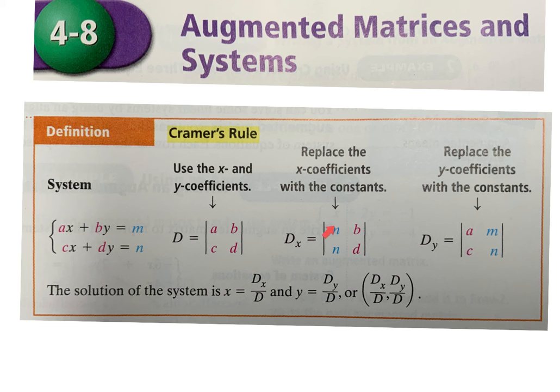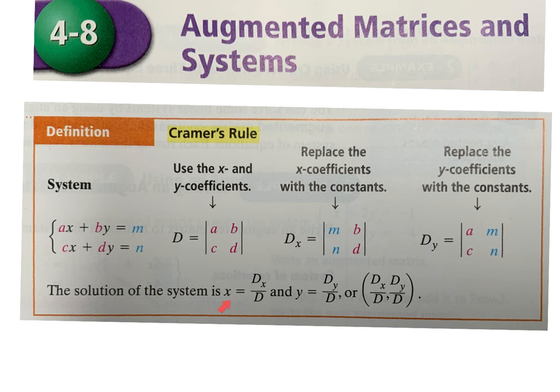And then I replace the first column, my x column here, with my answers, m and n. Then I find that 2 by 2 determinant. Very easy. Then I go back to this guy and I replace my y column with my answers, and I do a 2 by 2 there. And so I have 3 determinants, just 3 2 by 2 determinants. And now I just divide to solve.